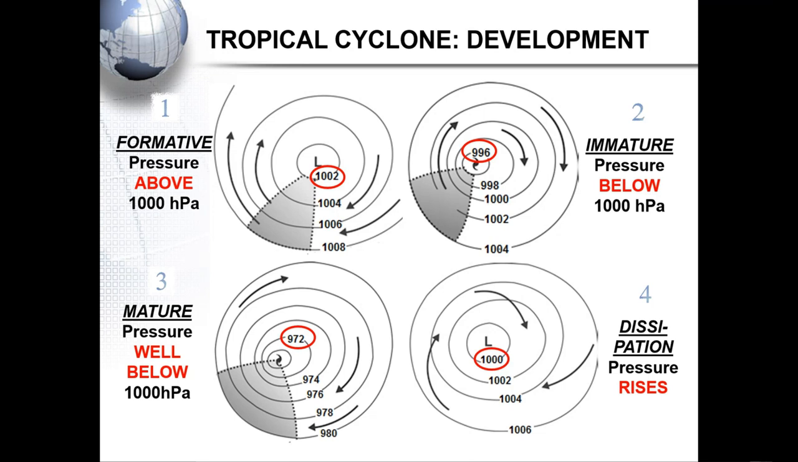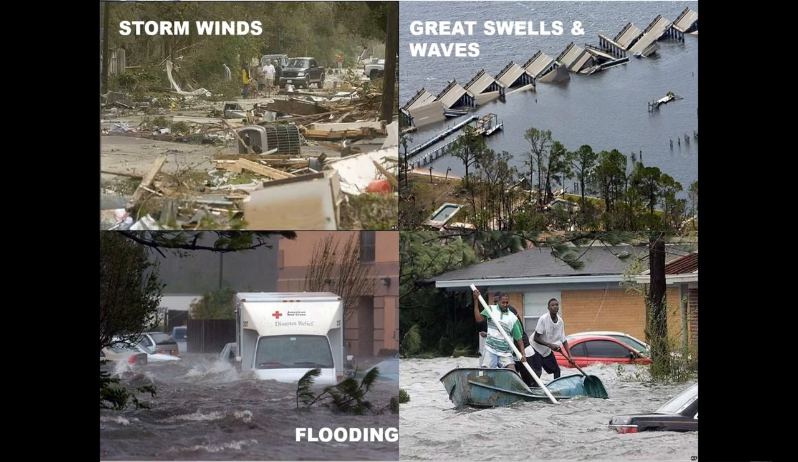the damage. So when we look at there, you can see the storm, the flooding, and great swells and waves. And as I always say, that is the difference between a tropical cyclone and a tornado. With a tropical cyclone, you can warn people. You can tell them, get out, move to another place, get yourself some food and water.